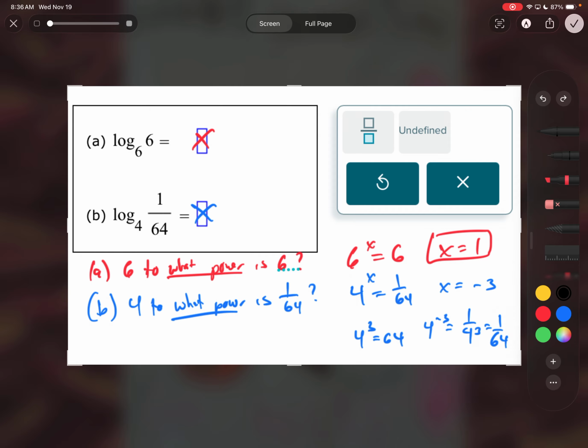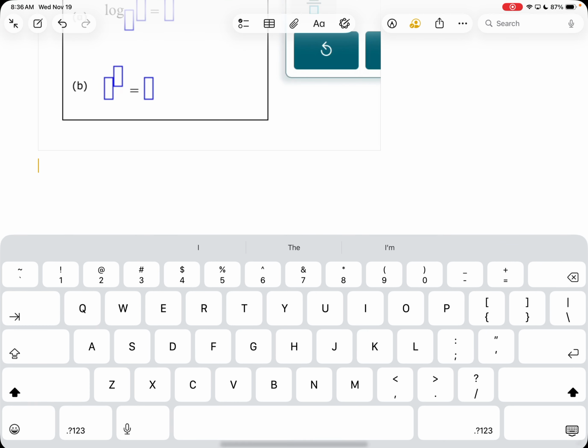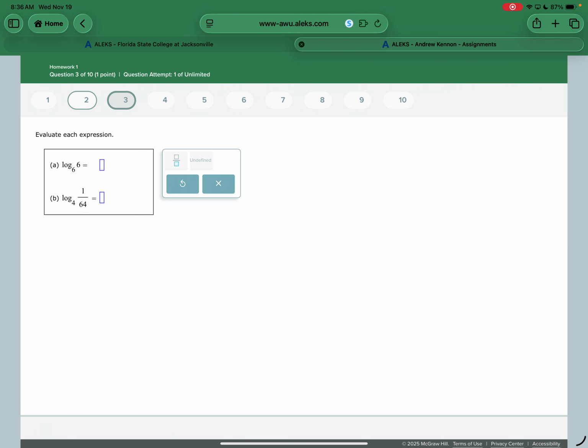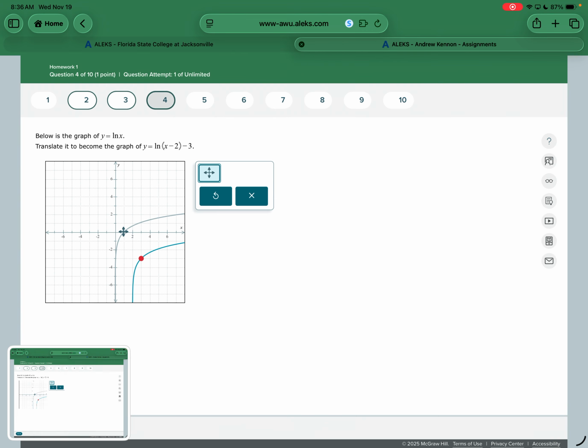So here you have to do the log properties. There are 3 log properties that we have learned. The first one: when you see subtraction, you think division. So this becomes log base 2 of 3 over 5. So all you have to write is 3 over 5. That would be my answer, 3 over 5.